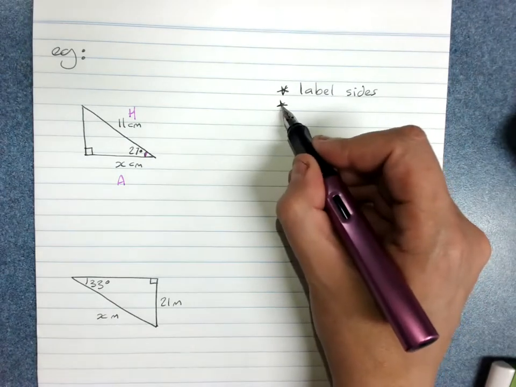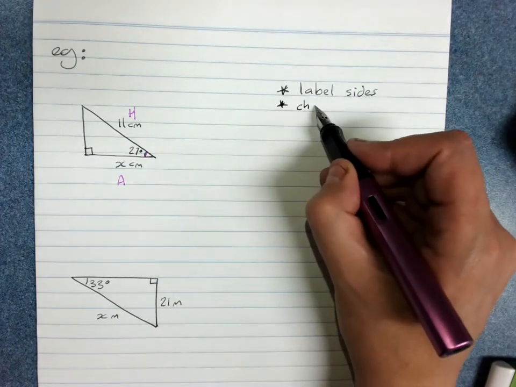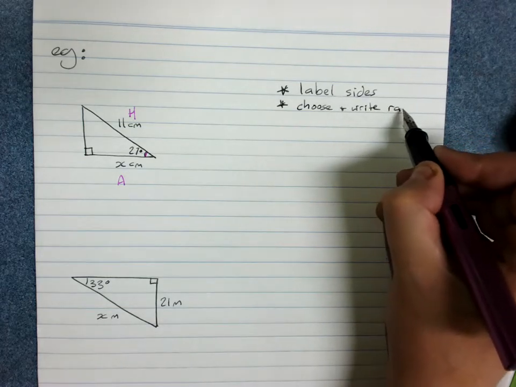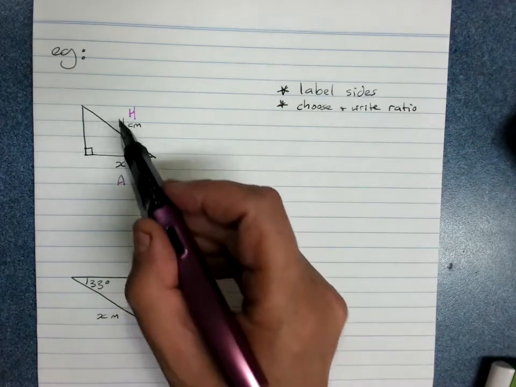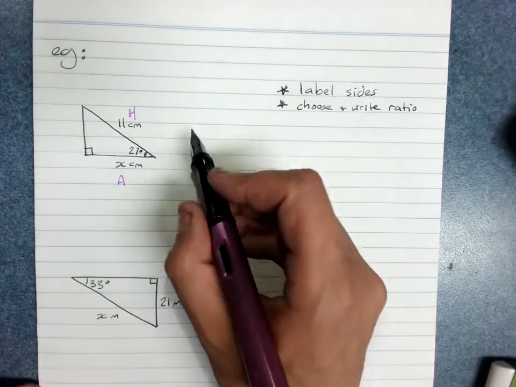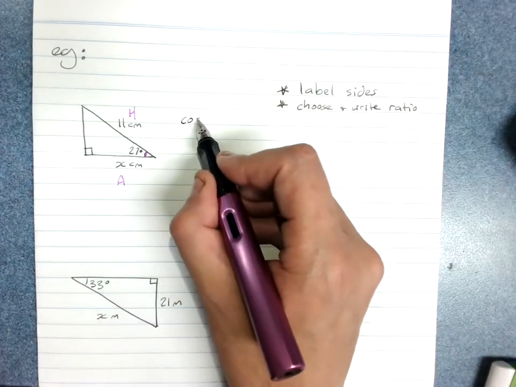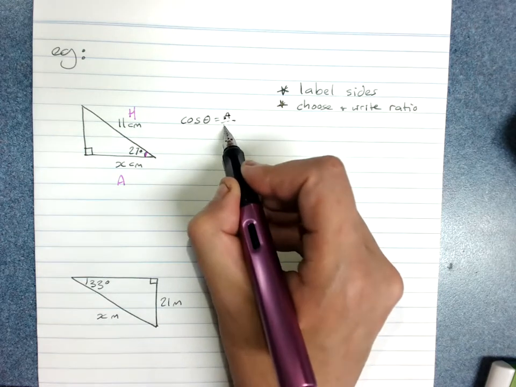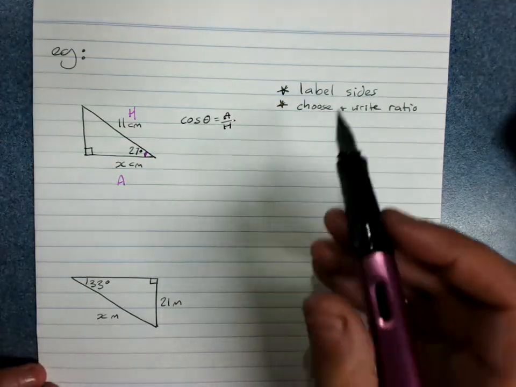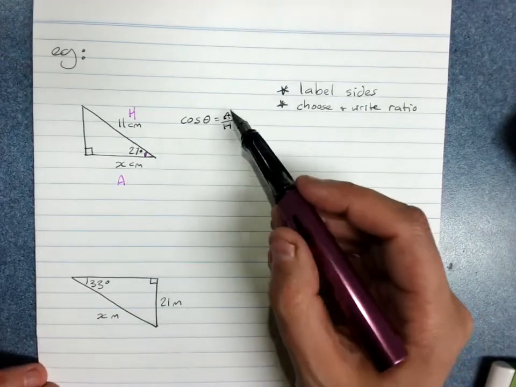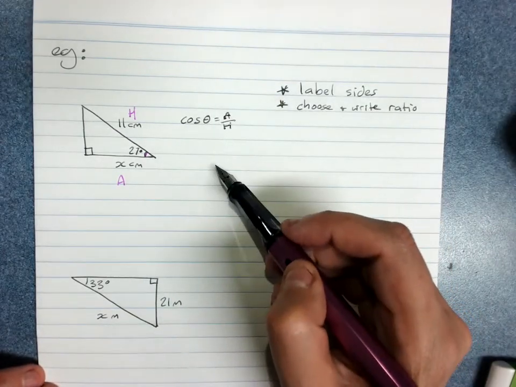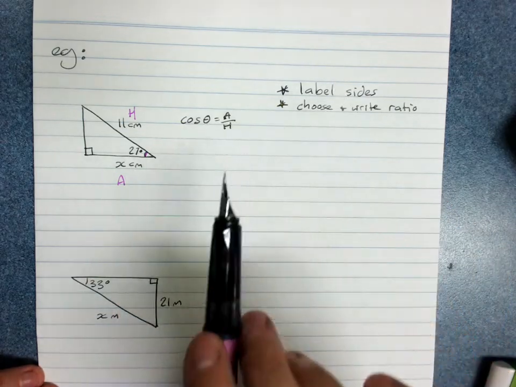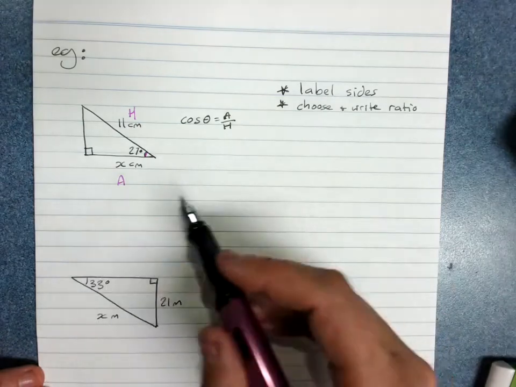Based on which sides you have, you choose and write the relevant ratio. I've got adjacent and hypotenuse. The ratio that uses those is cos, so I write cos theta equals adjacent over hypotenuse. You must write the ratio in full. And after this, there will be another 3 lines of working. So there's 4 steps, 4 lines of working for every single trig problem in right-angled trig.